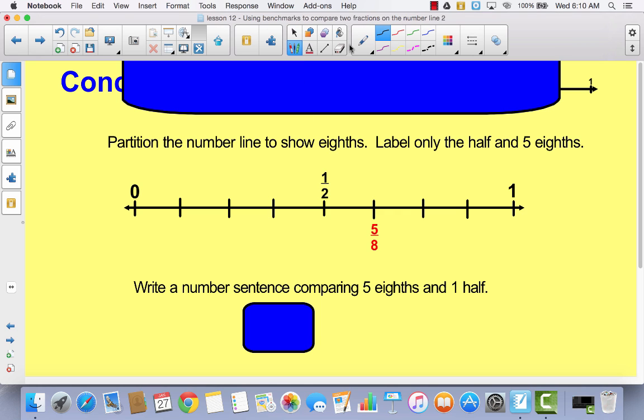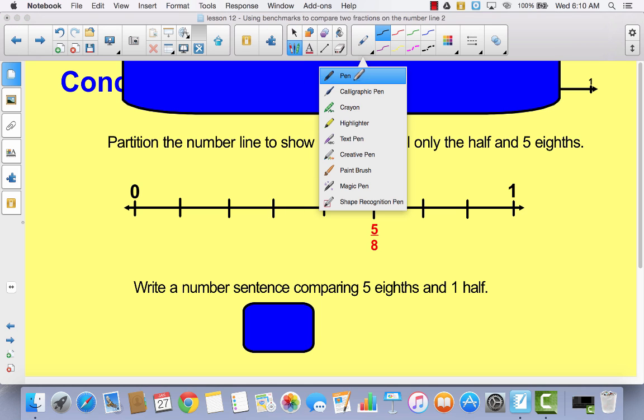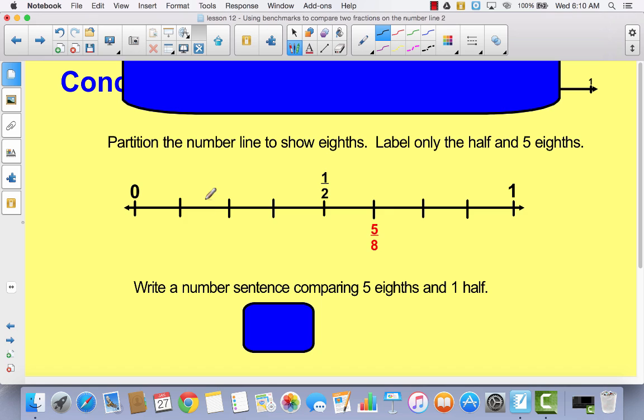It's already divided in half, so you're going to divide this part into 4 parts by using 1, 2, 3 marks. And then on the other side of the half, you're going to say 1, 2, 3 marks. And then if you count, you'll have 8 parts. 1, 2, 3, 4, 5, 6, 7, 8. But we're not going to label every eighth. We're not going to say 1/8, 2/8, 3/8, 4/8. We're just going to label 5 eighths.